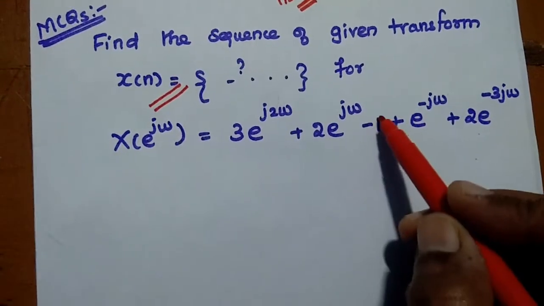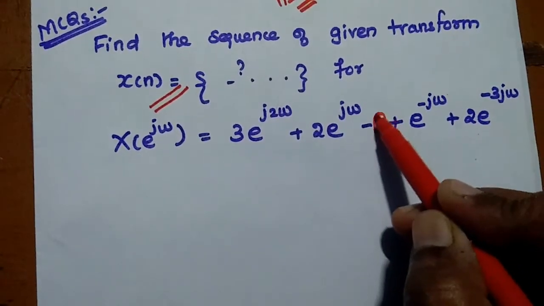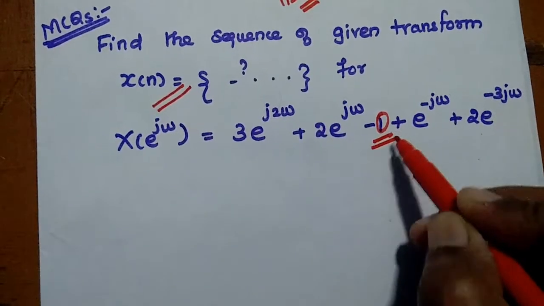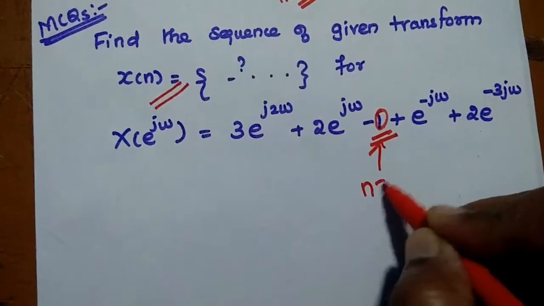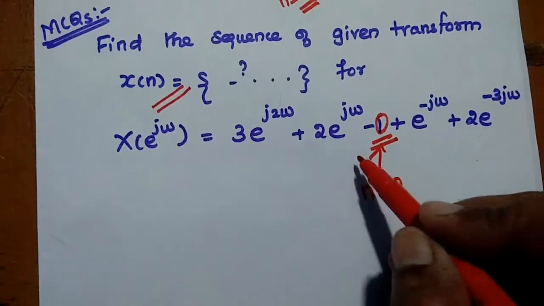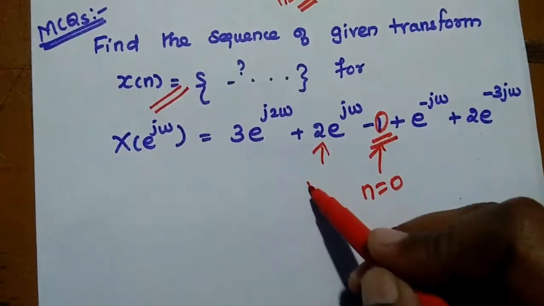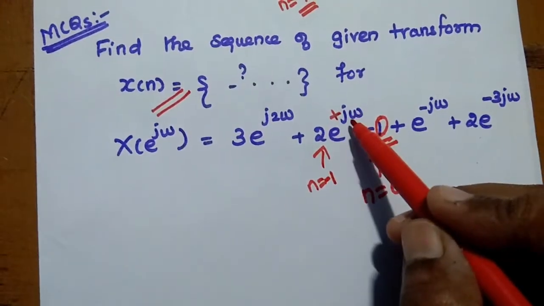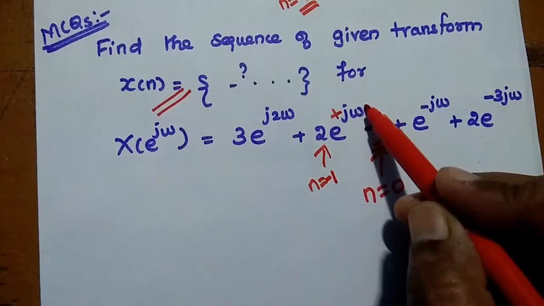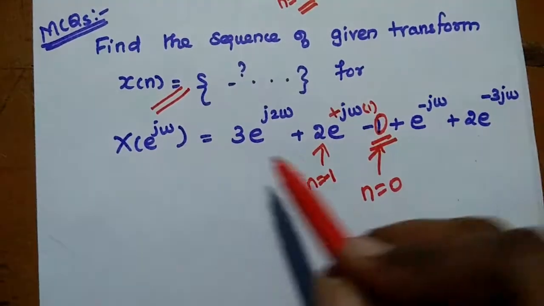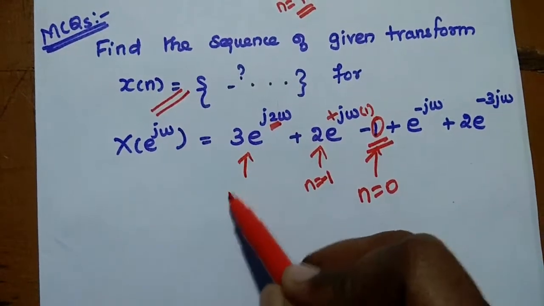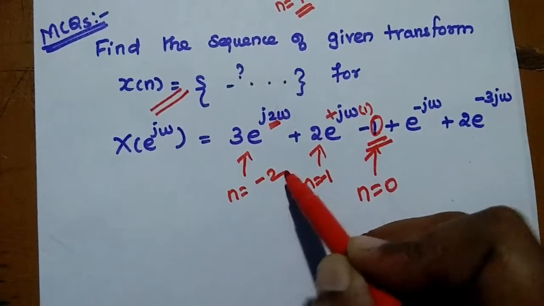The first step is to find out where there is no exponential term. So here there is no exponential term. This term represents n is equal to 0. Then the previous one represents what? N is equal to minus 1 because it is plus, right? So minus 1 means j omega into 1. That is the meaning of this. So next one is what? Here the power is 2. So this is the n is equal to minus 2.